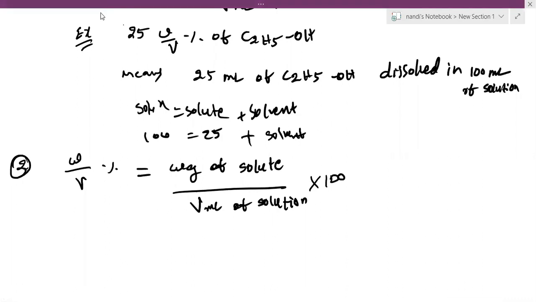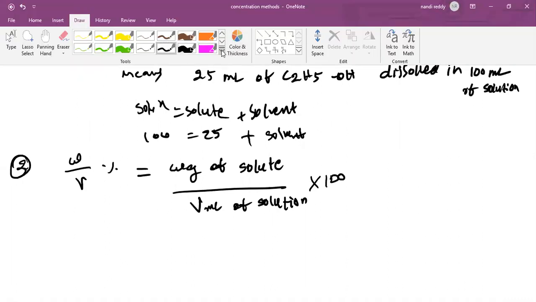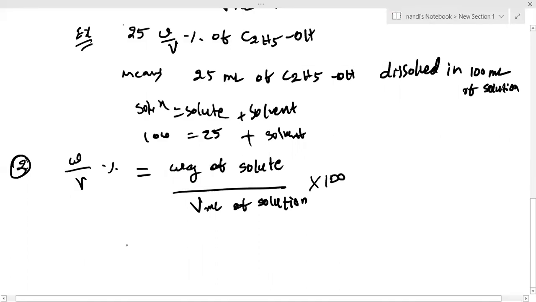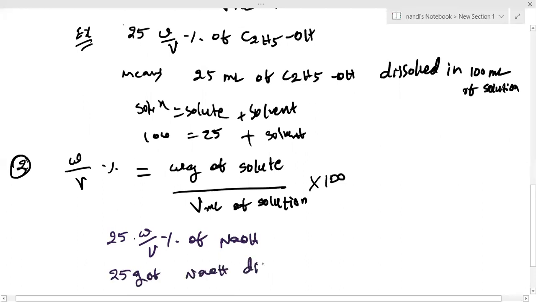Now write an example. 25 W by V percent of NaOH. Now what does this mean? 25 grams of NaOH dissolved in how many ml of solution? 100 ml of solution.